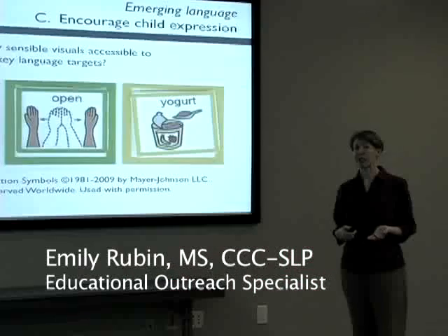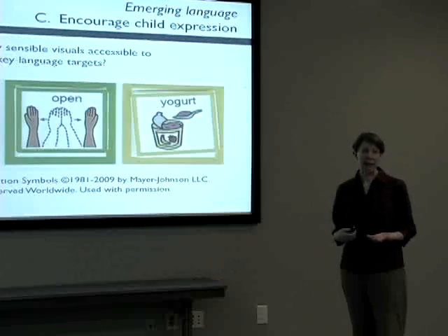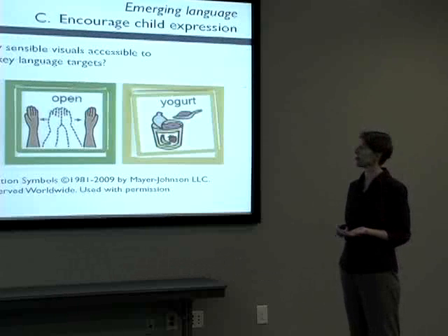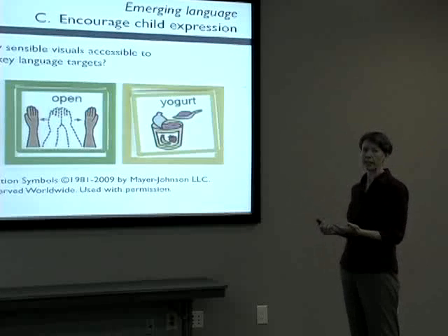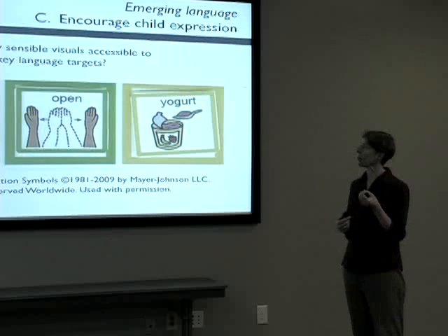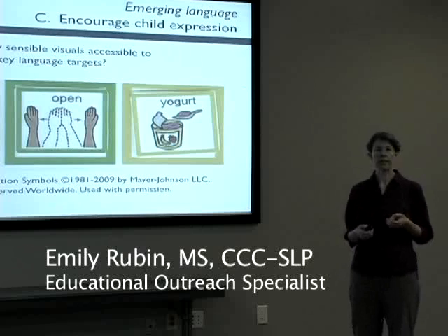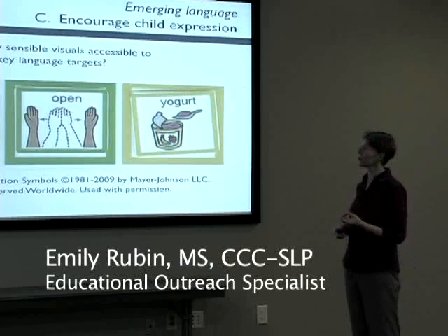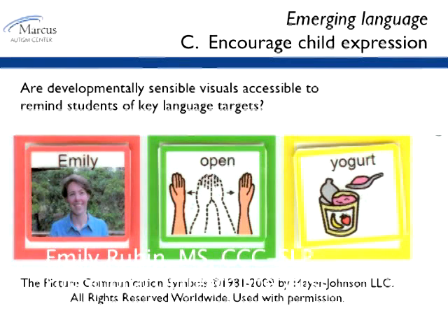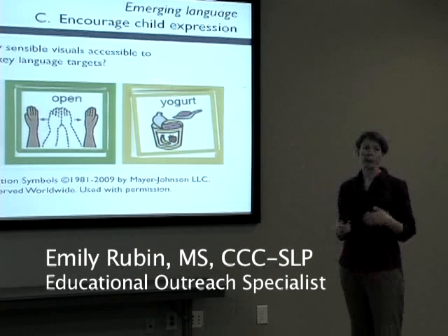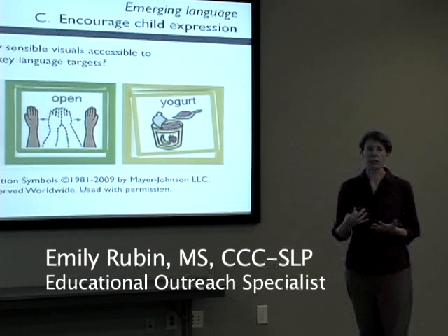communicated. And then in terms of section C, which is about encouraging expression in multiple ways, if we have emerging language stage students in our classroom, we're going to want to look at that checklist and we're going to see, are developmentally sensible visuals in place to help remind students of key language targets? Am I remembering to do that to help children learn how to ask for my name, Emily, open the yogurt? Such an important key language target.